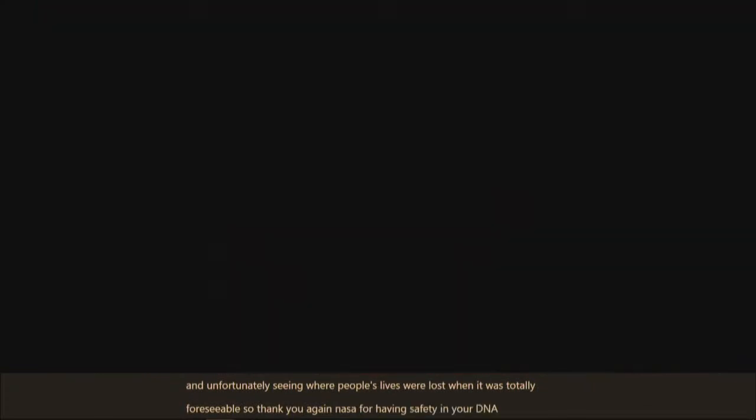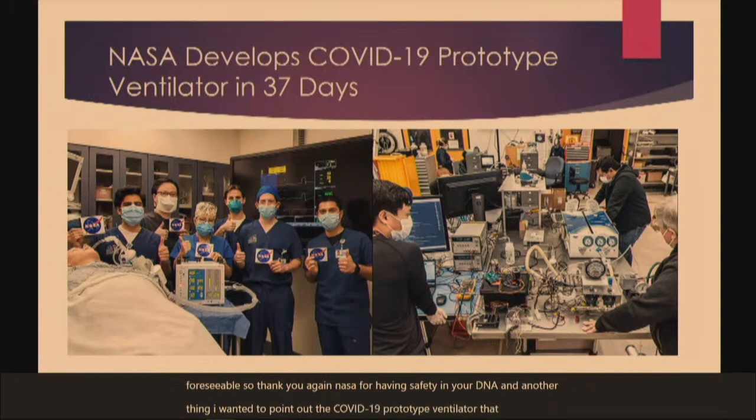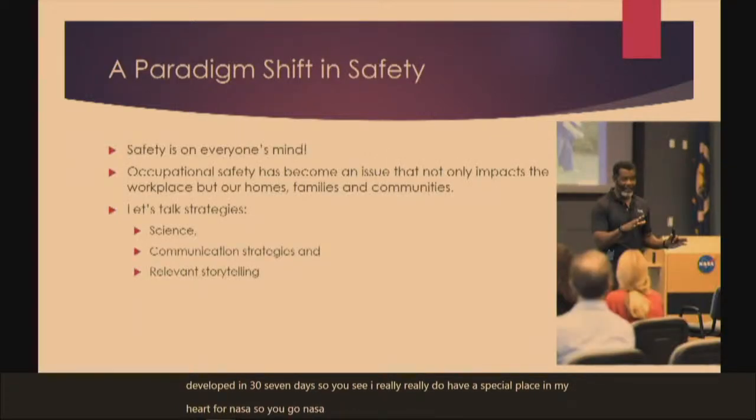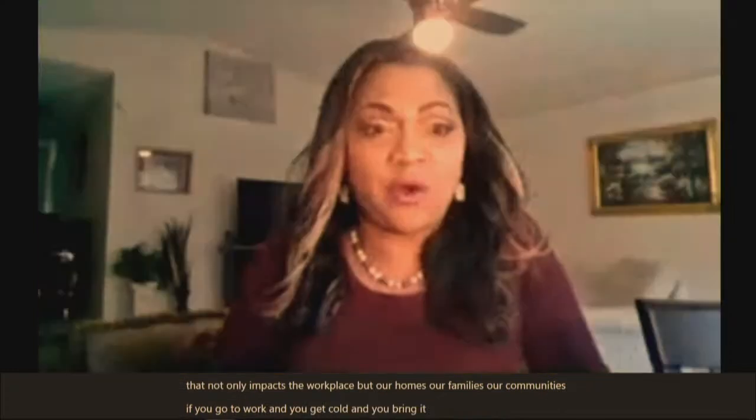And another thing I wanted to point out, the COVID-19 prototype ventilator that NASA developed in 37 days. So you see, I really do have a special place in my heart for NASA. So you go, NASA. And so now as we start thinking about this new paradigm shift in safety, since COVID-19, safety is on everybody's mind. So occupational safety is an issue that not only impacts the workplace, but our homes, our families, our communities. If you go to work and you get COVID and you bring it home, you've impacted your whole family.